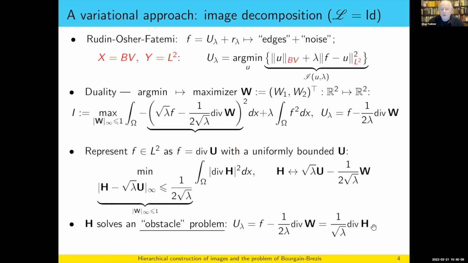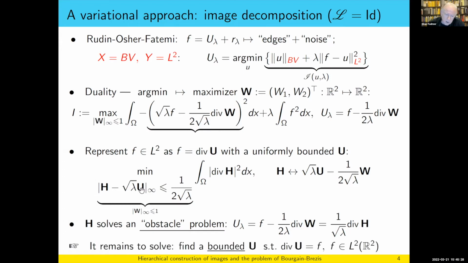So in this sense, we have a concrete solution, or at least we converted one problem into another more familiar territory, except for one small point. Here, in order to do that, I took the image F, which is an object in L2, and I wrote it as the divergence of U, and it is important that the U will be uniformly bounded. So it remains to find the bounded U, uniformly bounded U, such that its divergence equals F. Once we have that, then the recipe that I have here will follow.